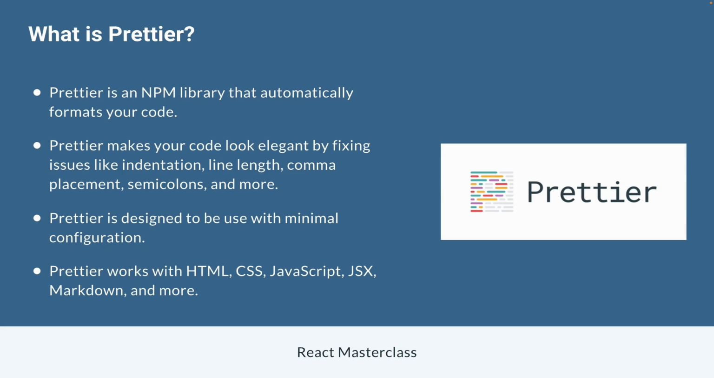So Prettier makes your code look better, makes it look more elegant by fixing issues like indentation, line length, comma placement, semicolons, and more. Prettier is designed to be used with minimal configuration. You can just plug it into a project and get it to automatically format your files. And it doesn't just target JSX and React components. It can also target HTML, CSS, plain JavaScript, TypeScript, Markdown, and more.